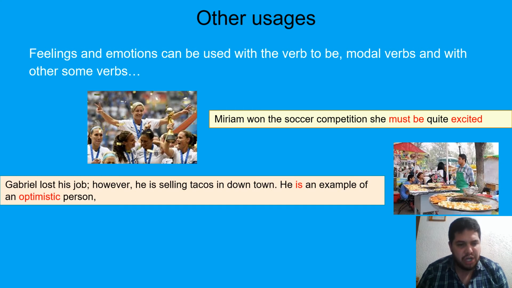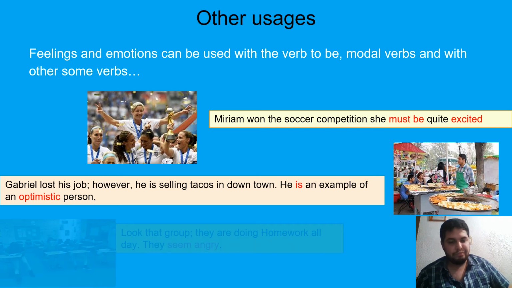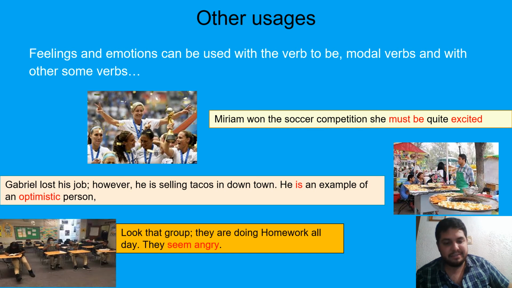Gabriel lost his job. However, he is selling tacos in downtown. He is an example of an optimistic person. Yes, in this case we are using the verb to be, is, and we are just complementing with the adjective. We could even say he is optimistic, and it's the same meaning. However, we are just using the verb to be in this case. And the last one, but not the least.